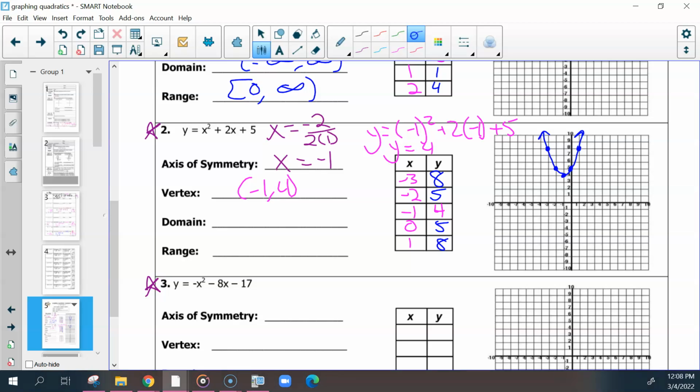The domain would not change, it would still be negative infinity to infinity. Range would start at my y value of 4 and go to positive infinity.